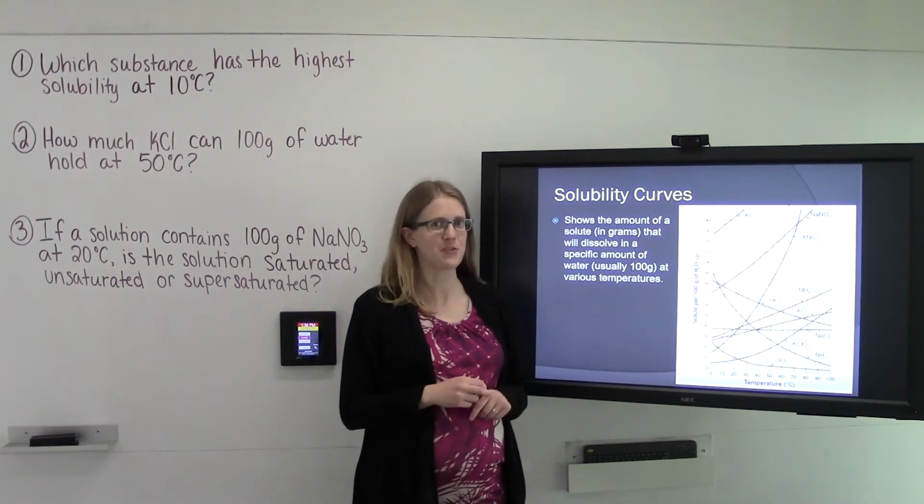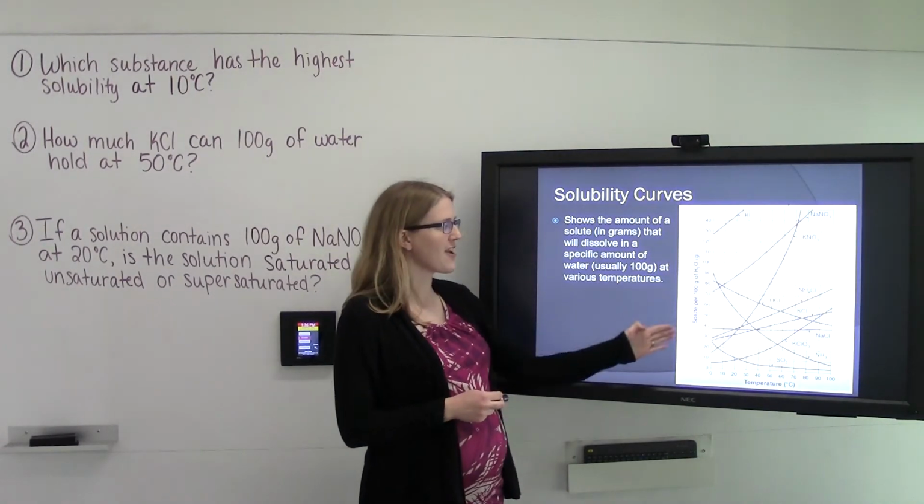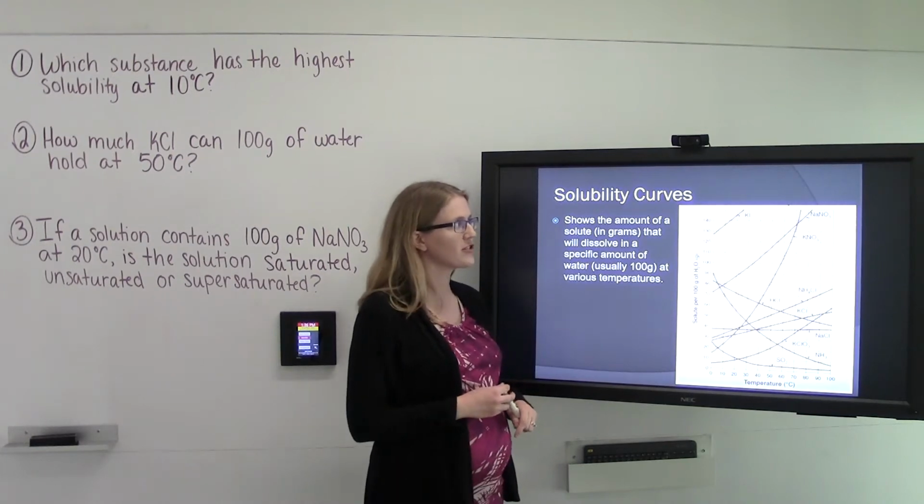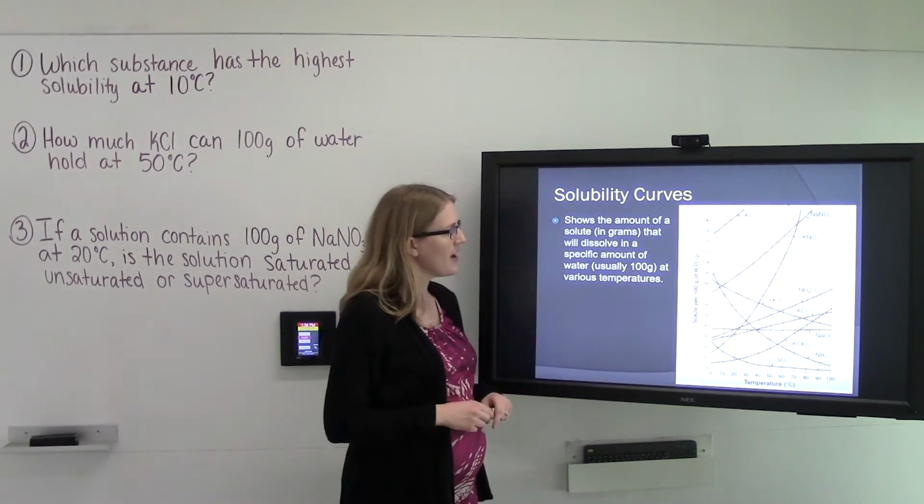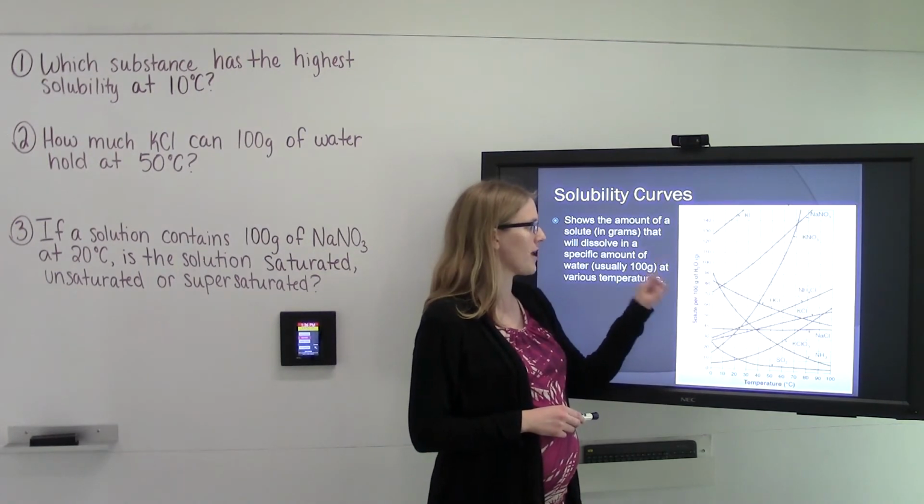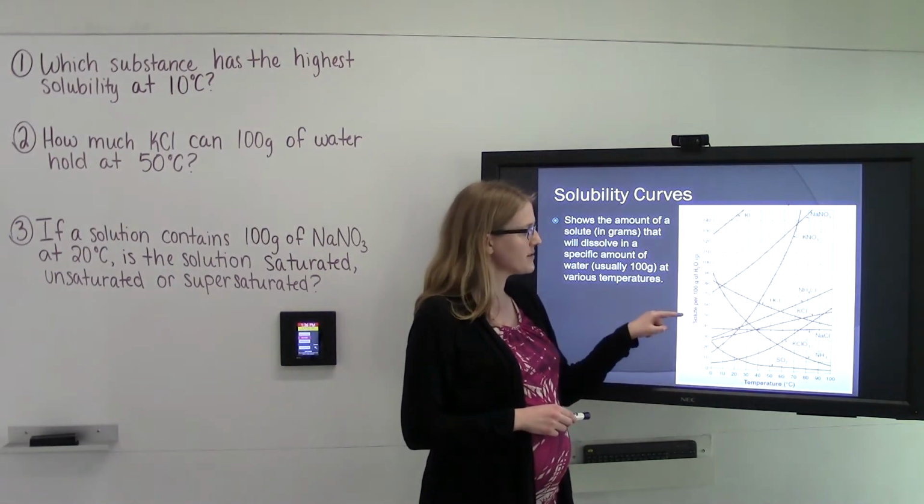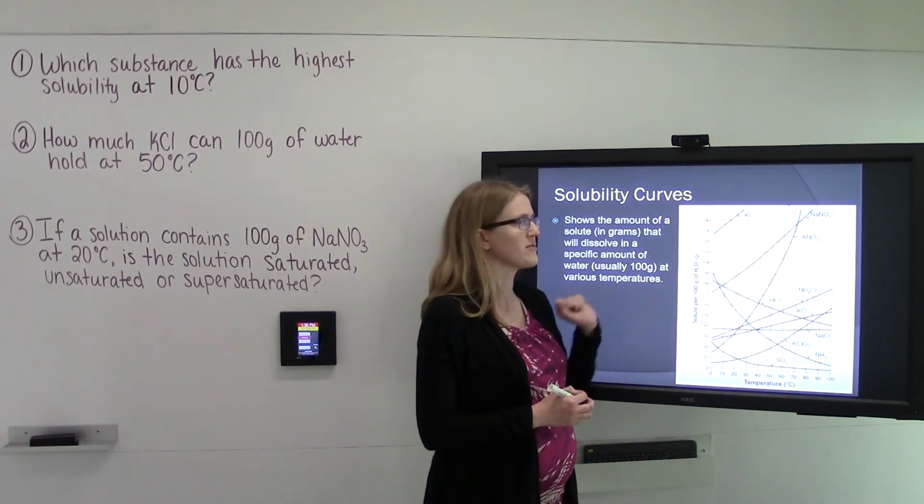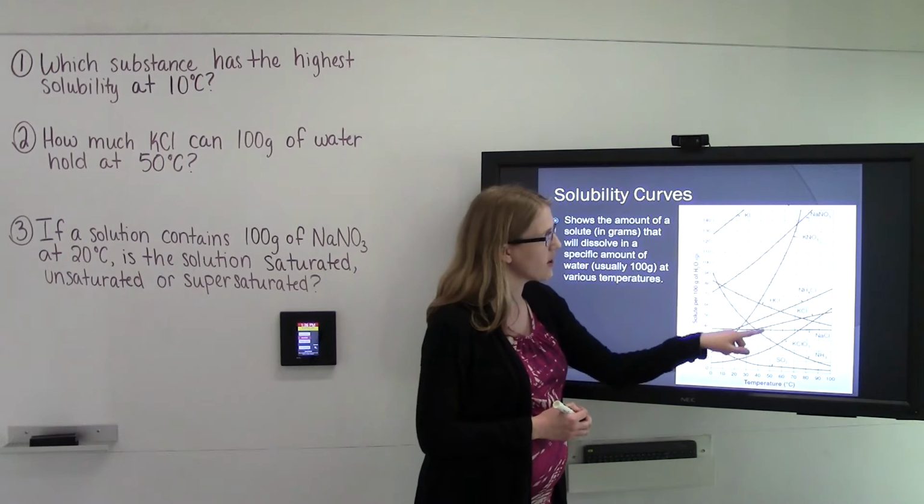About how to read a solubility curve. So here's one right here. It looks pretty scary, pretty involved, but once you actually dive into it, it's really not that bad. If you look at the y-axis, it says solute per 100 grams of H2O. So what this means is how many grams can 100 grams of water hold of any one of these substances.